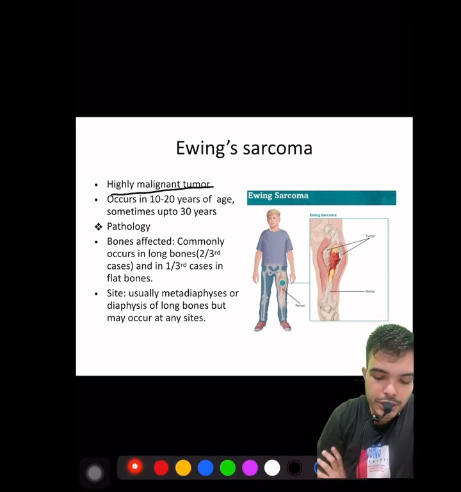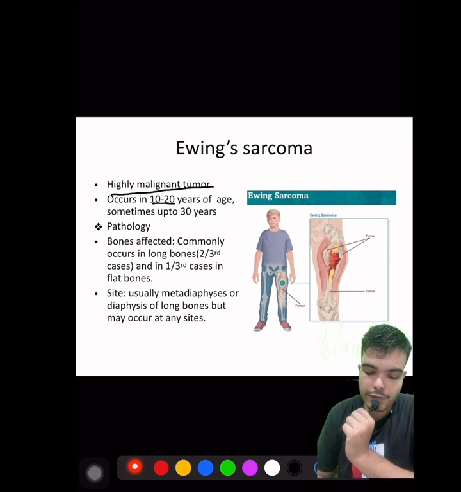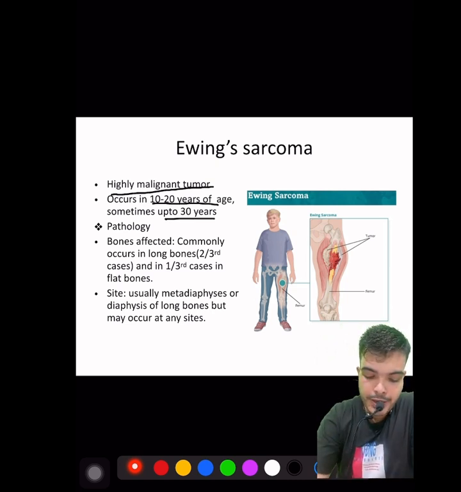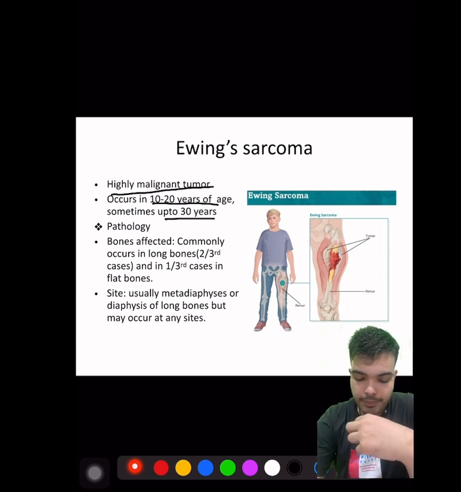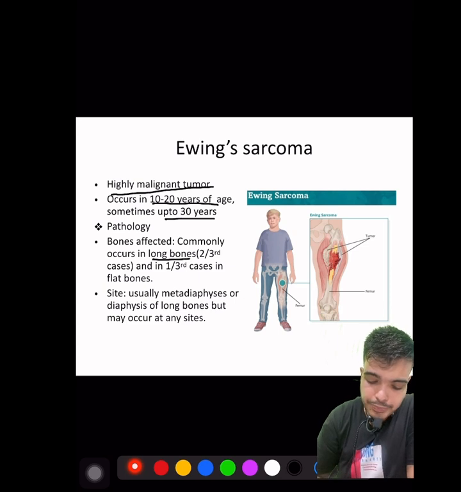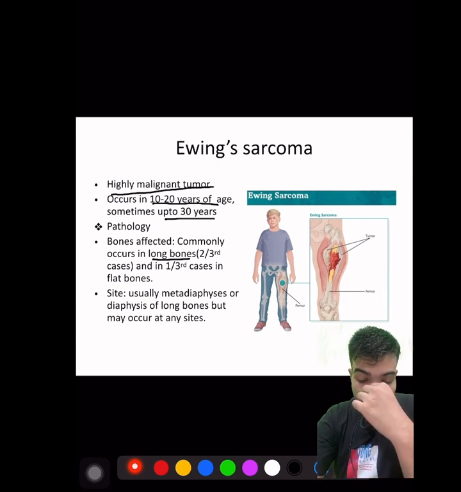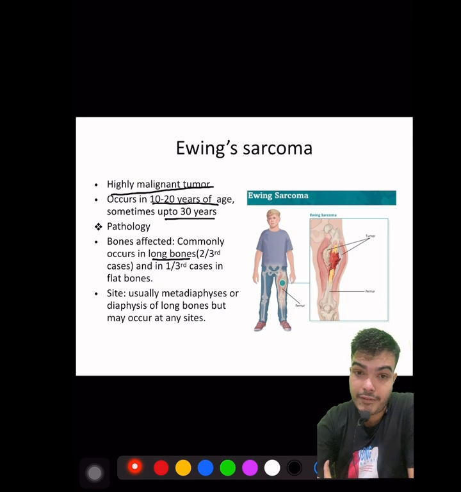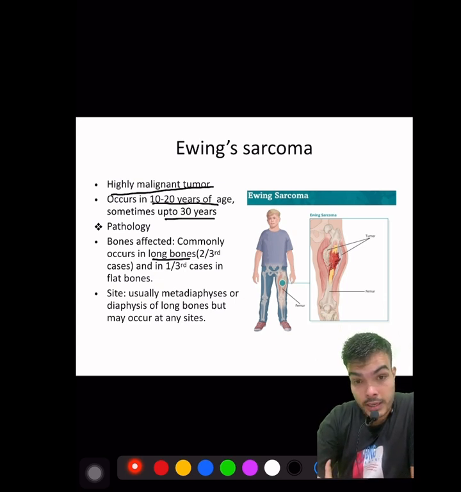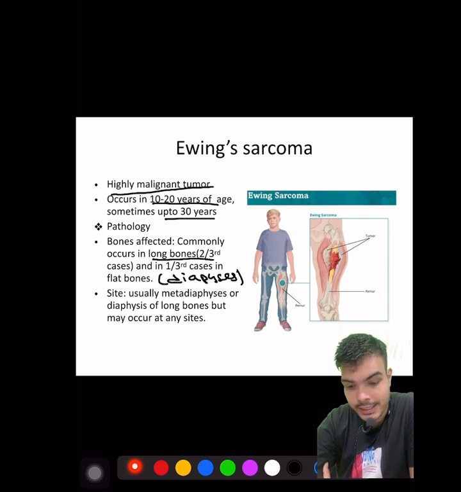It's a highly malignant tumor. It occurs in 10 to 20 years of age, sometimes up to 30 years of age. Pathologically, the bone affected commonly is the long bones, and it occurs in the diaphysis. Usually the metadiaphyseal or diaphyseal part of the long bone, but it may occur at any site. But the most common one, you need to know, is the diaphysis. So if I say there is a tumor in the diaphysis and it's a malignant tumor, the first thing that should come to mind is Ewing's.